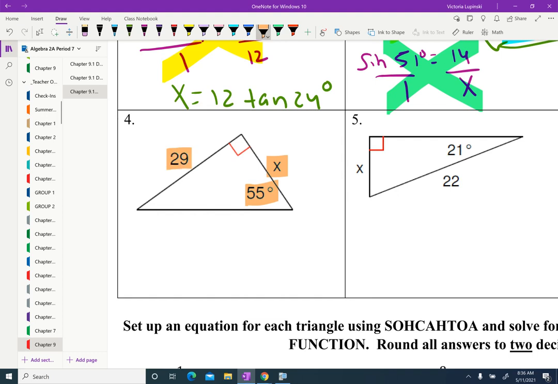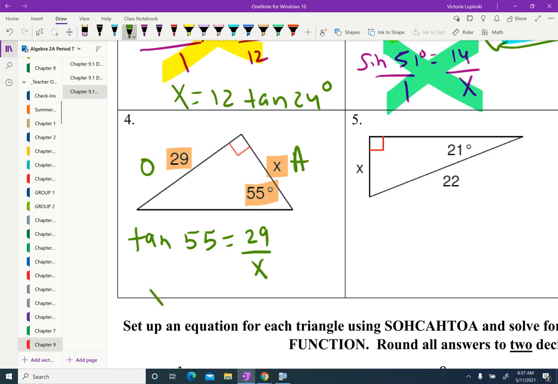So in a case like this, if you're looking at the 55, you're looking at the opposite and you're looking at the adjacent. So continue to label them as needed. Otherwise, if you can skip a step, by all means, the tangent of 55 is equal to the opposite 29 over the adjacent x. And again, this is the opposite and the adjacent.